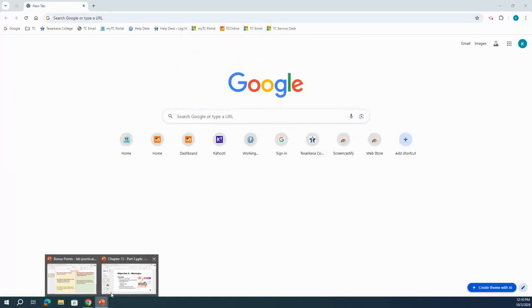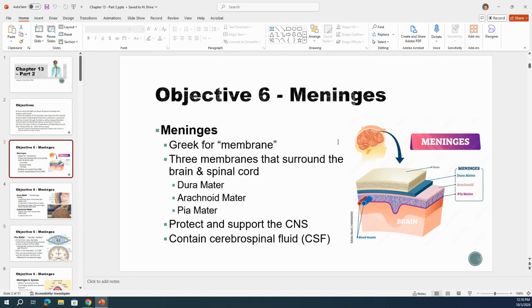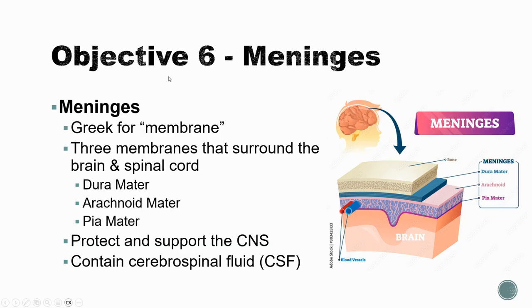Alright, so in this video we're going to be starting chapter 13, part 2. We're going to be looking at objective 6, which is all about the meninges. The meninges are actually 3 different types of membranes that surround the central nervous system, the brain and spinal cord. Meninges actually means membrane. We're going to have what's called the dura mater, the arachnoid mater, and the pia mater.